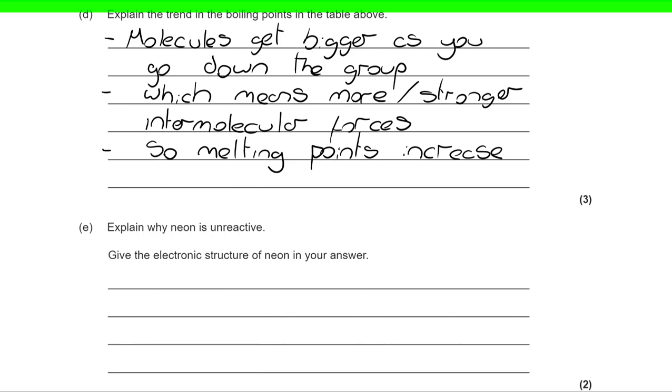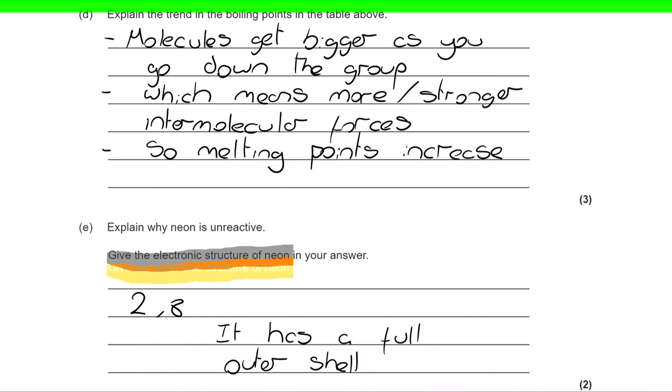Moving on to part E, explain why neon is unreactive, but it also tells you to give the electronic structure of neon in your answer. It's amazing how when you race through a question, you might miss something like that, but neon has an electron configuration of 2,8. Why is it unreactive? Well, we only have 1 mark left now. It's because it has a full outer shell. In slightly longer terms, that means that it doesn't need to lose or gain or share electrons to get a full outer shell, and that's why it's not reactive.